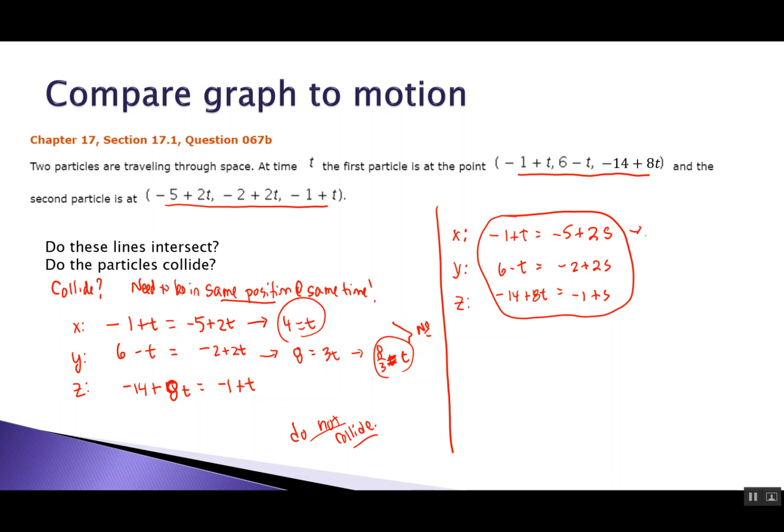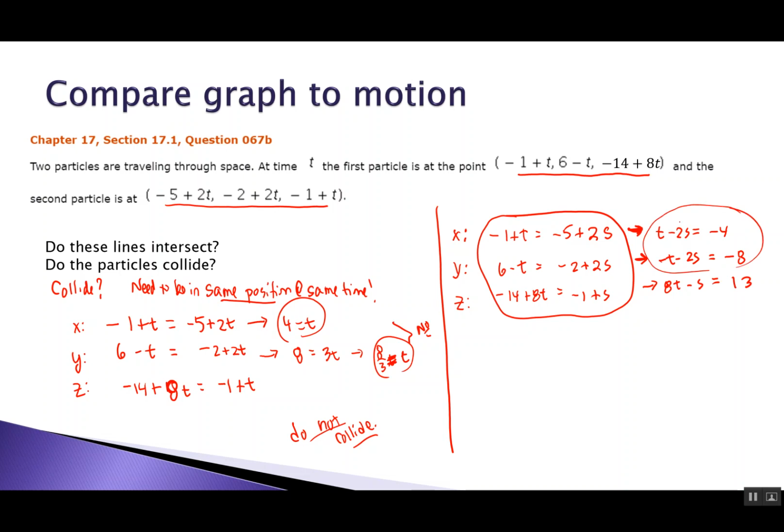The first equation is going to give me t minus 2s equals -5 plus 1 is -4. The second equation is going to give me -t minus 2s equals -2 minus 6 is -8. And the third equation is going to give me 8t minus s equals -1 plus 14 is 13. And I need to solve this system and see what I get for my t and my s.